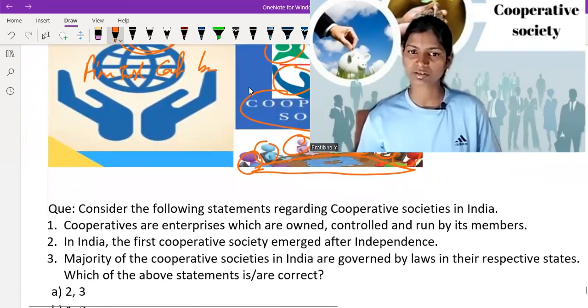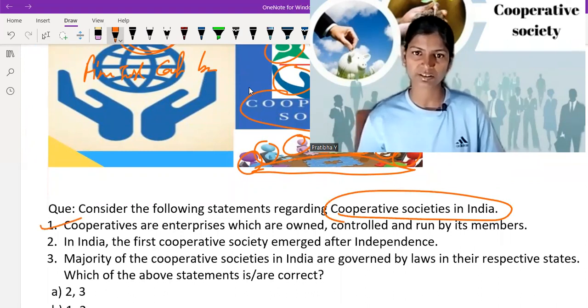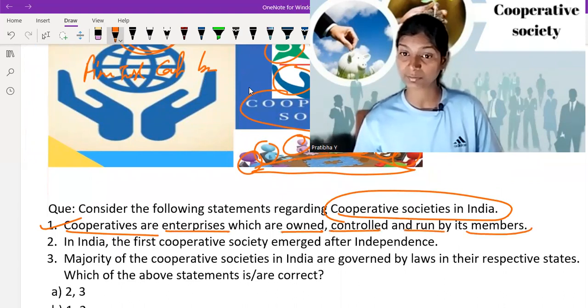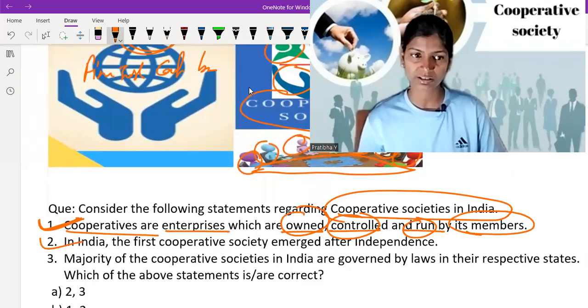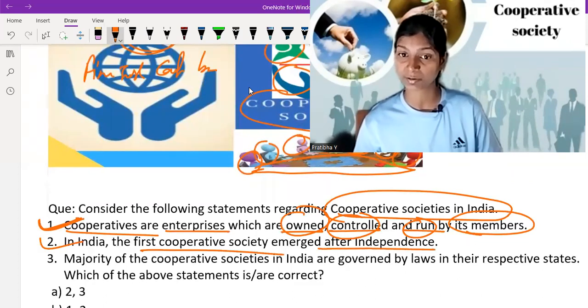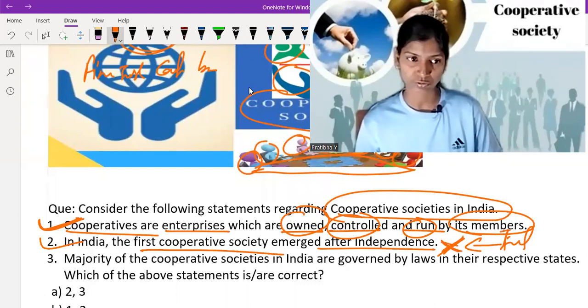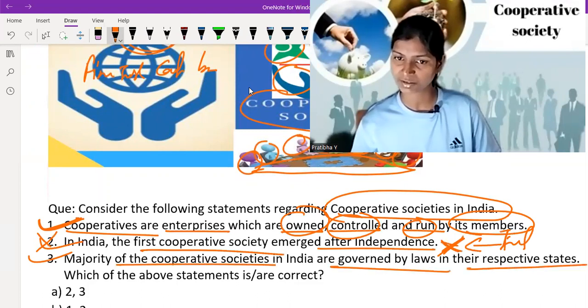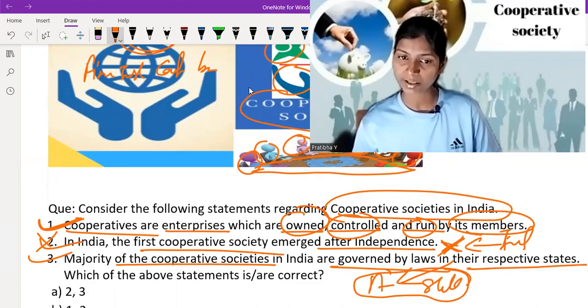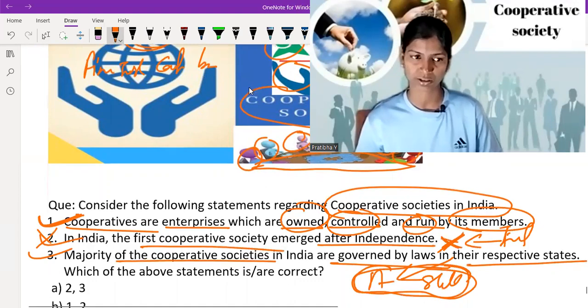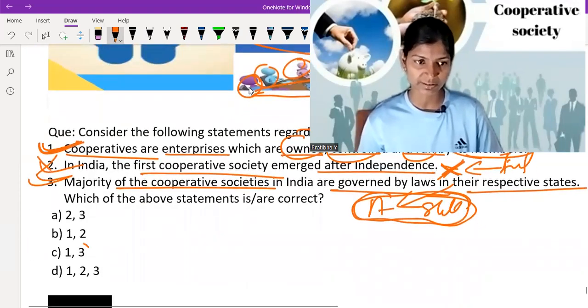Now we are going to solve one question based on cooperative societies in India. First statement: cooperatives are enterprises which are owned, controlled and run by their members. Yes, this statement is correct. Second: in India the first cooperative society emerged after independence. No, we see cooperatives before our independence also, so this one is wrong. Third: the majority of cooperative societies in India are governed by the law in the respective state. Since agriculture and cooperation is in the state list, the state government makes law to regulate and govern these societies. So statements 1 and 3 are correct, which means option C is correct.